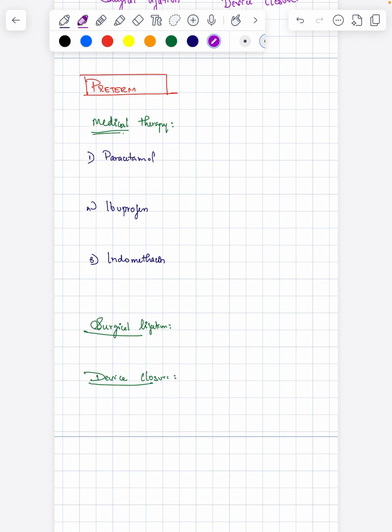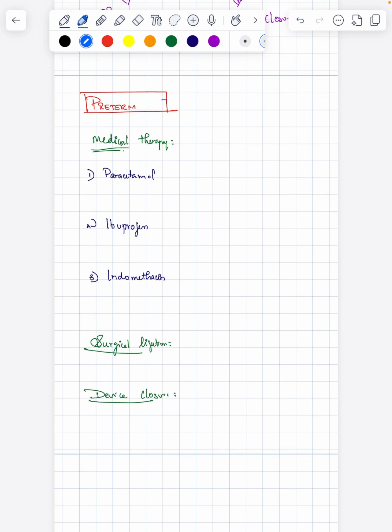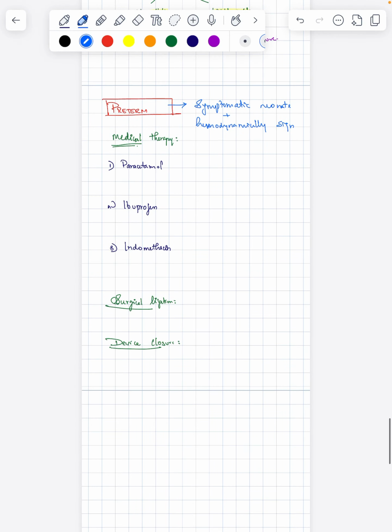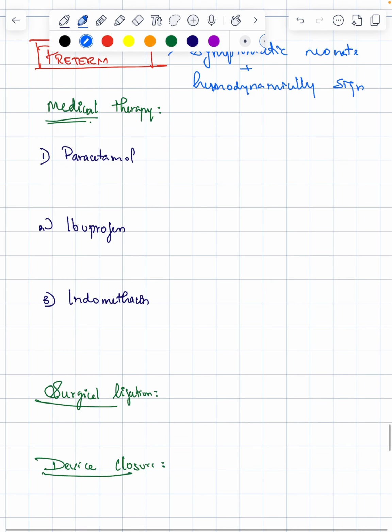When the child has a symptomatic and hemodynamically significant PDA, then you go for an intervention in a preterm child. So intervention is required only when the child has symptoms. That is, a symptomatic neonate with hemodynamically significant PDA, then you go for closure in a preterm child. So what are the methods you have in a preterm child for closure? One is medical therapy, another is surgical, and device closure.